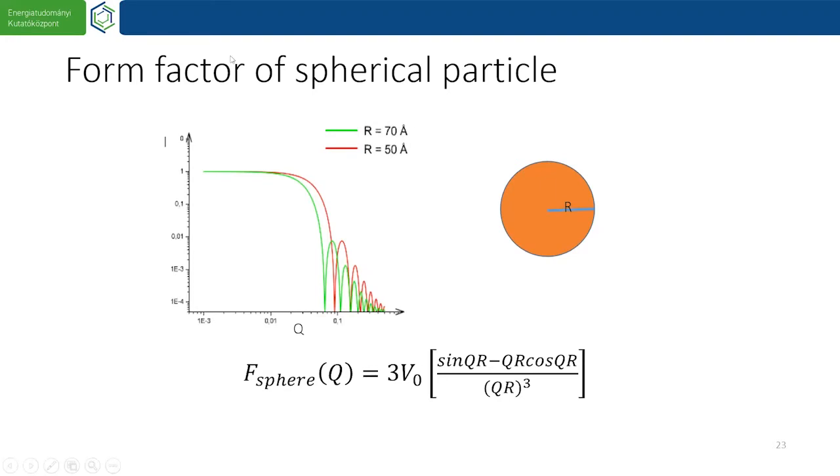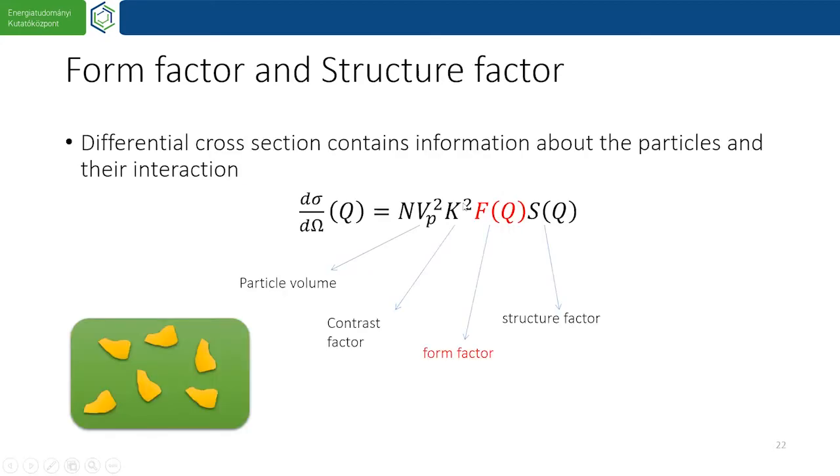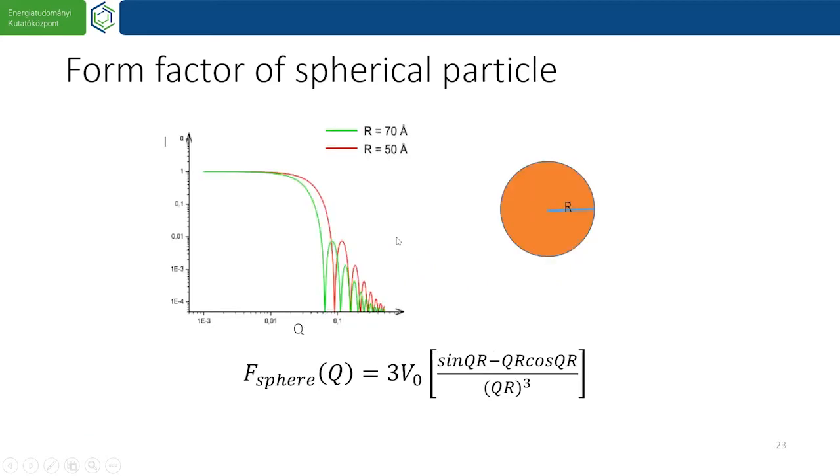So this was the form factor of a spherical particle. Coming back here, this is the place where the form factor is. And this is the differential cross-section, which is basically the scattering intensity, what we see. So what we measure is the scattering intensity, this quantity here.